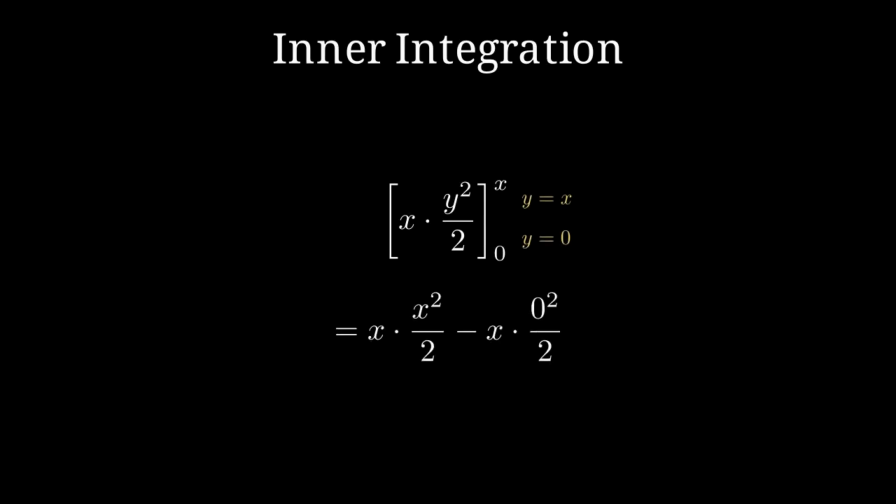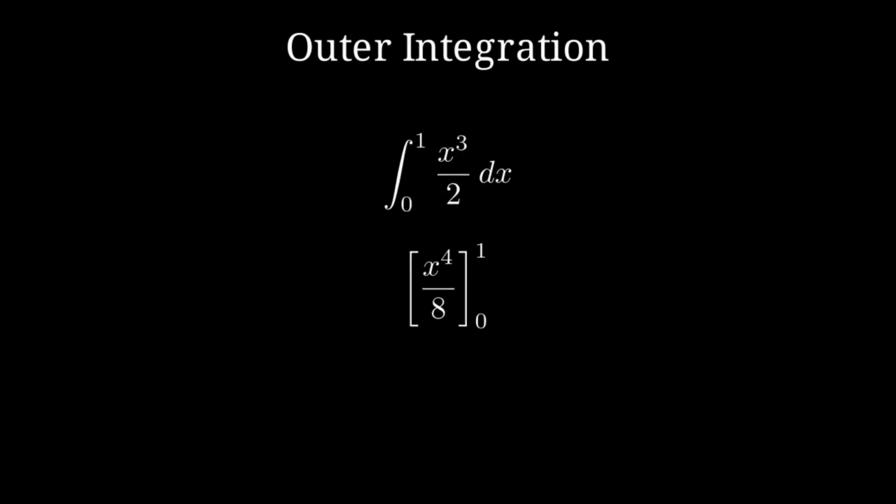Integrating xy with respect to y gives us x times y squared over 2. Evaluating this from 0 to x, we substitute the upper limit to get x cubed over 2. The lower limit of 0 leaves us with nothing to subtract. Now we perform the outer integration with respect to x. The integral of x cubed over 2 is x to the 4th over 8. Evaluating from 0 to 1, we find the total mass of the lamina is exactly 1/8.